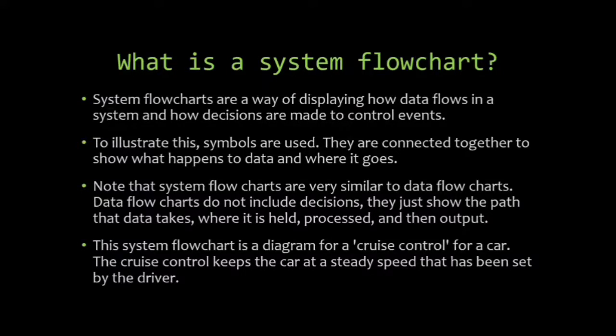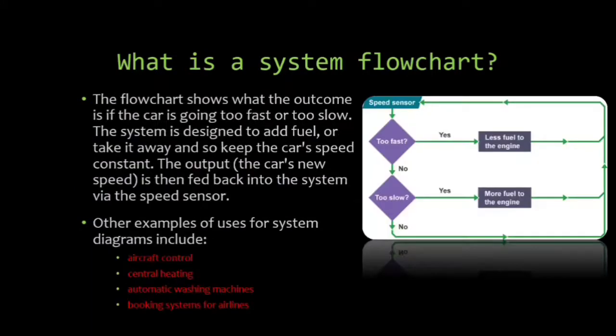Data flowcharts do not include decisions, they just show the path that data takes, where it is held, processed, and then output. This system flowchart is a diagram for a cruise control for a car. The cruise control keeps the car at a steady speed that has been set by the driver.